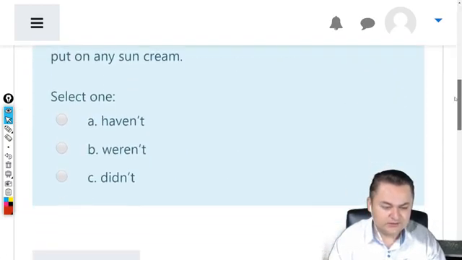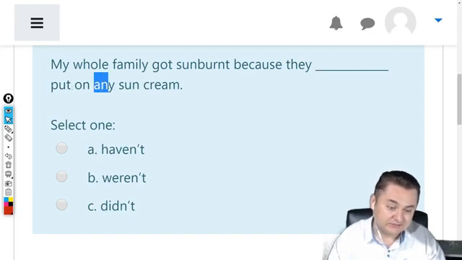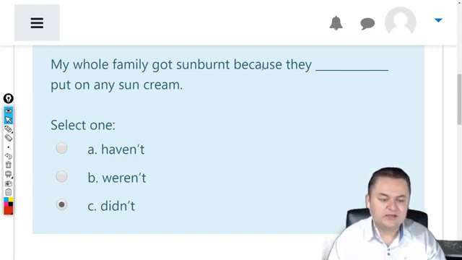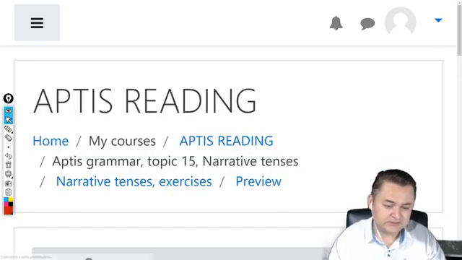Then we have this one. It says my whole family got sunburned because they, and then put on any sunscreen. Okay, this tells me that it is negative, but I just need to find the right tense. In this case, it is simple past. I'm going to use two tenses in the past to say, my whole family got sunburned because they didn't put on any sunscreen. That's the way we say.